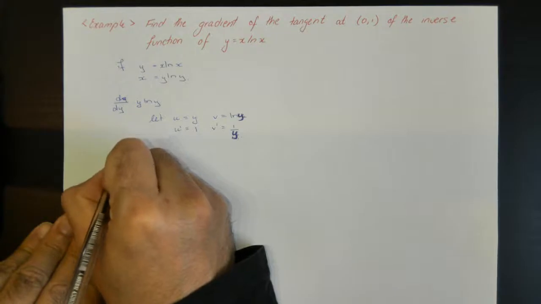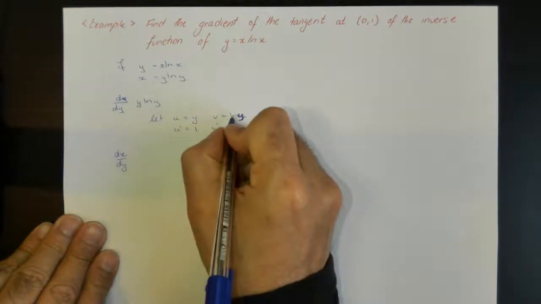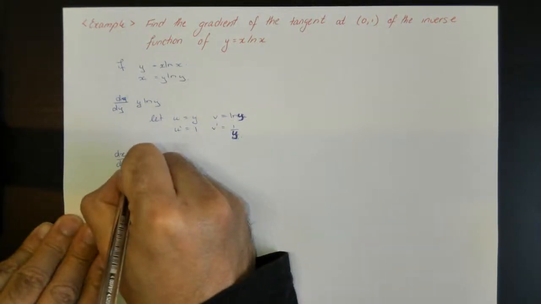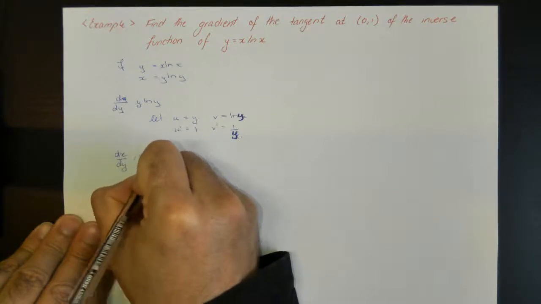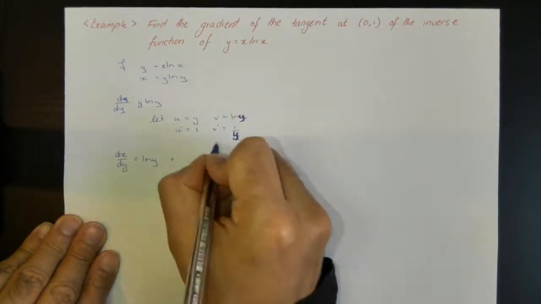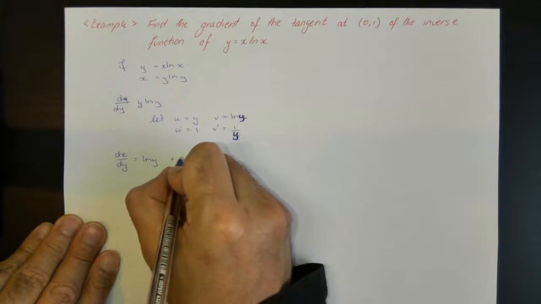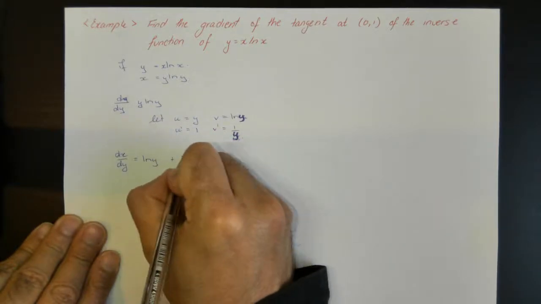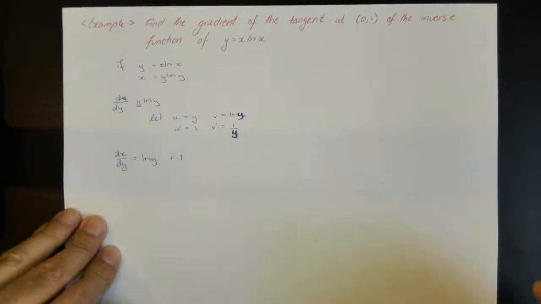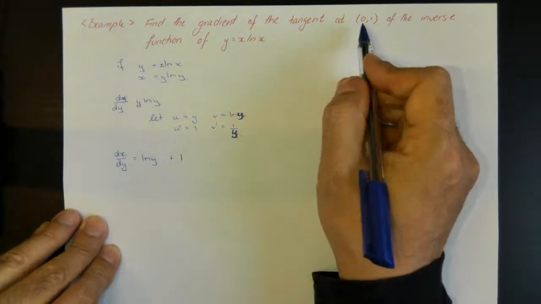So dx on dy is log y plus y times 1 over y. So y over y is just 1. And there's your answer. Oh, so we need to finish off the question.